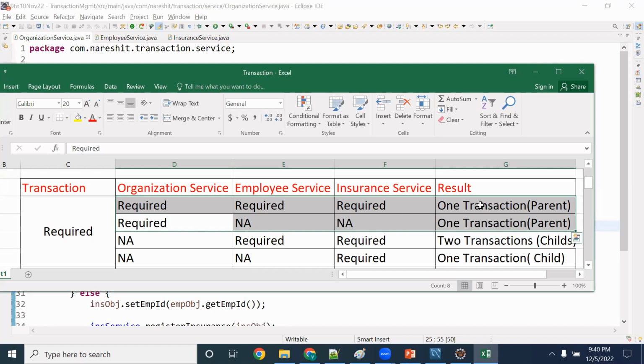Sir, is there any concept of partial transaction? Yes, I'm going to explain. That is requires new. Sir, in employee service, I have 100 database calls. In insurance service also I have 100 database calls. In organization service also 100 database calls. Totally org level 100, employee level 100, insurance level 100. Total how many calls? 300.